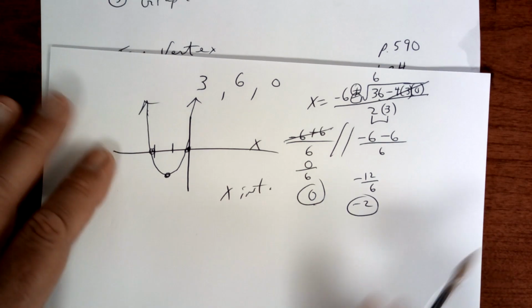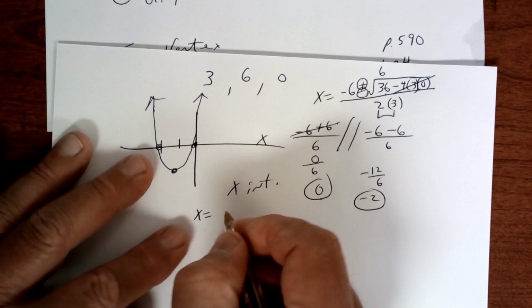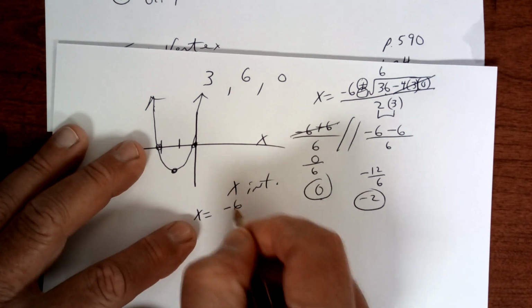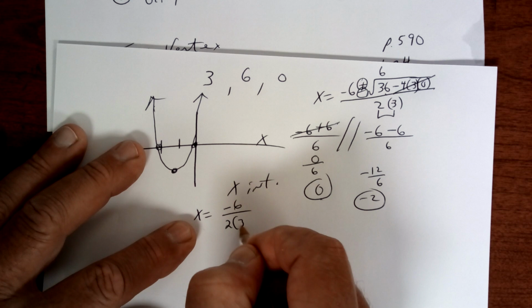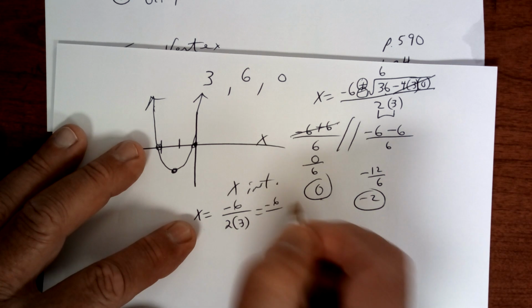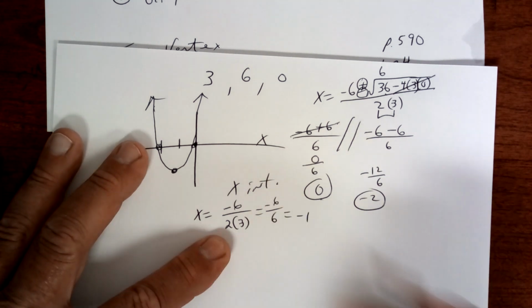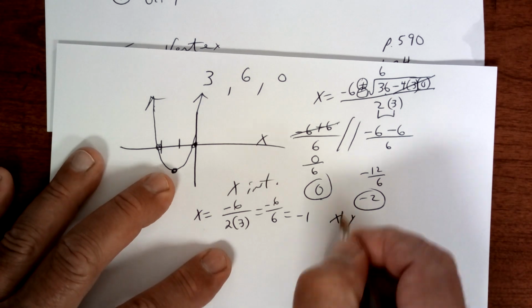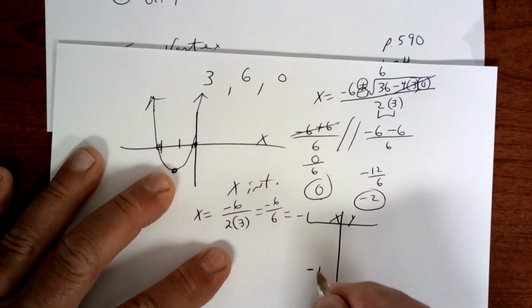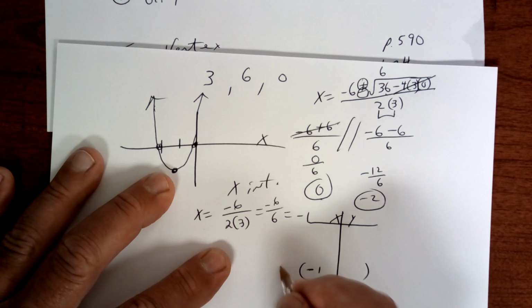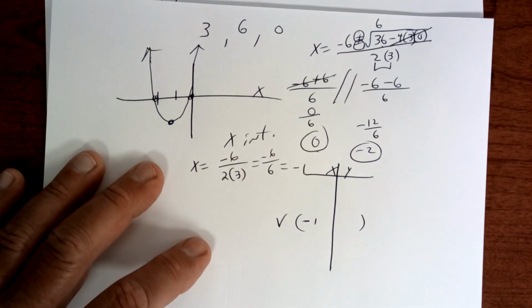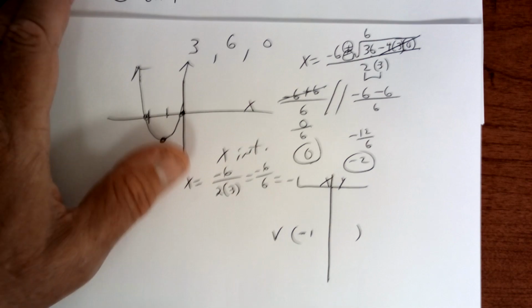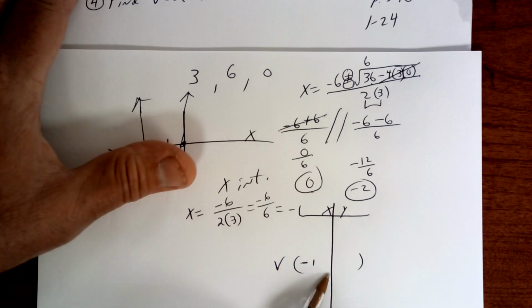So put x equals negative b over 2 times a. That gives you negative 6 over 6, which gives you negative 1. So for your vertex, make a table, put negative 1 in the middle, and put a V right here, because that's your vertex, and that's what you need to know. So you're going to go ahead and plug it in into this equation way up here, right there.